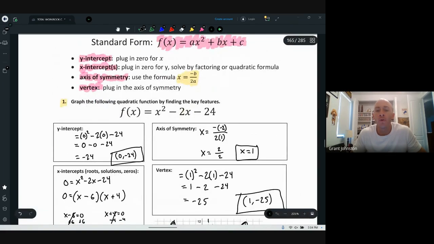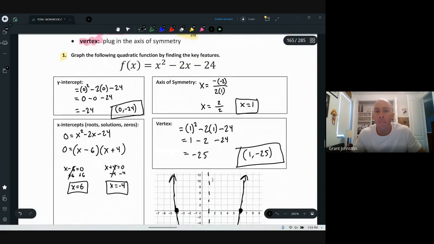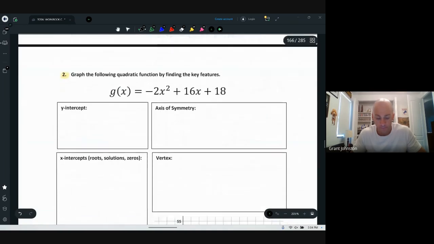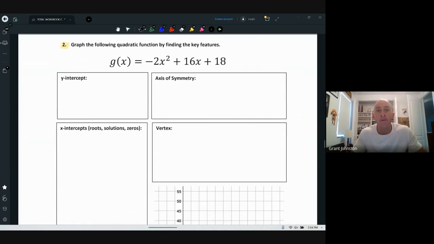All right, I'm going to show you one more. So here we have this function. Let's get the y-intercept first. Now the y-intercept, you can just tell by looking at it. It's 18. It's always going to be this last number when it's in standard form.